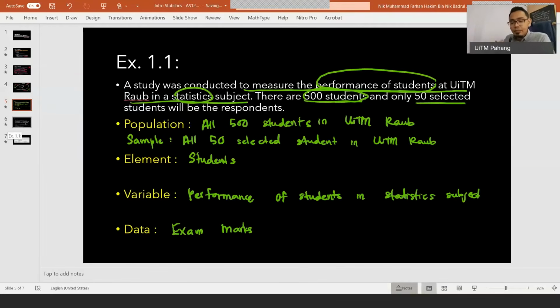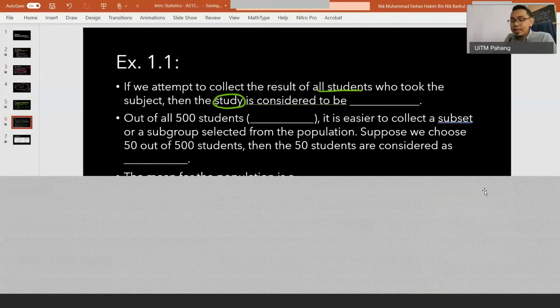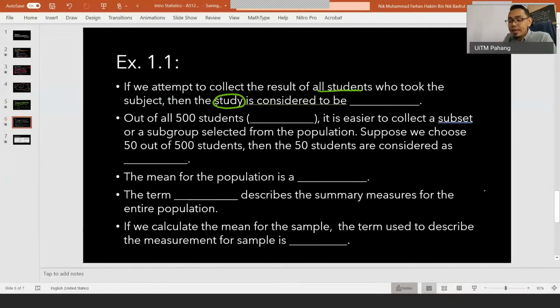If we attempt to collect the result of all students who took the subject, kita nak kutip semua keputusan pelajar yang ambil subjek itu, then the study is considered, please take note that it is a study, that's the keyword. Study on all students. So that one will be, of course, the census, because census is a study on all the items in the population. Out of all 500 students, we call it a population, right?